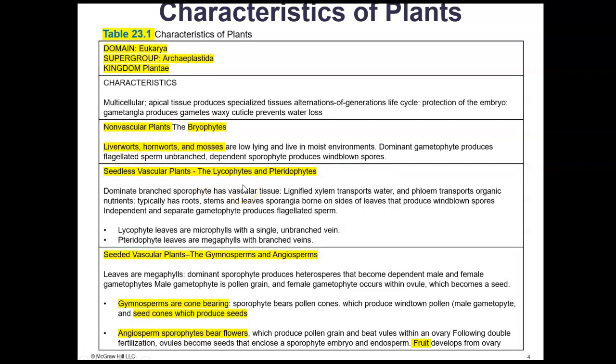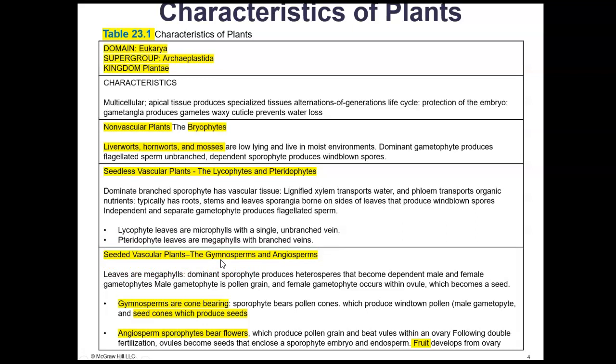Then we will move on to the seedless vascular plants. So these plants have vascular tissue, which is kind of like blood vessels in animals, veins and arteries in animals. It's vascular tissue for transporting nutrients and waste throughout the plant. But they are seedless. So these members of these phyla do produce spores rather than seeds. So the lycophytes, which are the club mosses, not true mosses, but club mosses, and then the pteridophytes, which include the ferns.